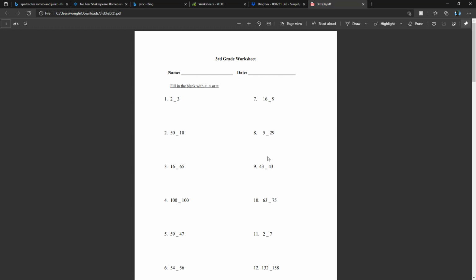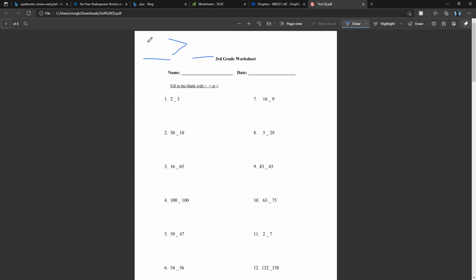This is the worksheet for lesson 42 and I'll be covering it. So the first part is just fill in the blank with a greater than or less than or equal to sign. So here, this means greater than. That means whatever the number is in front is greater than the second number that comes after it.